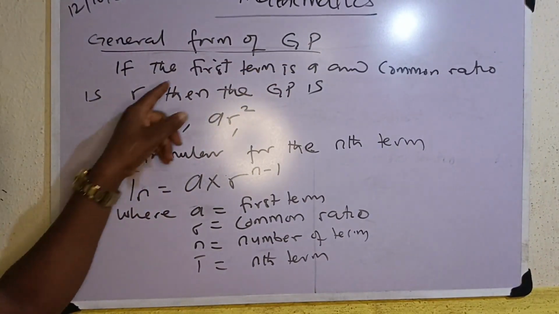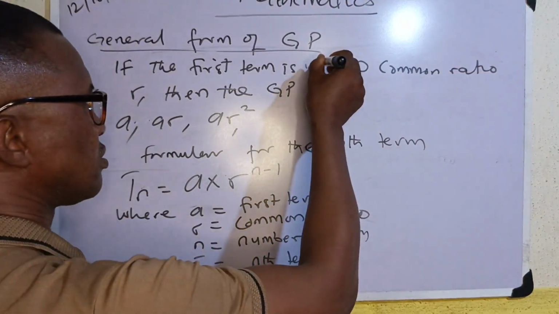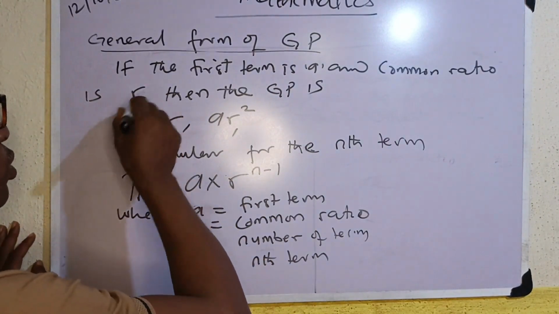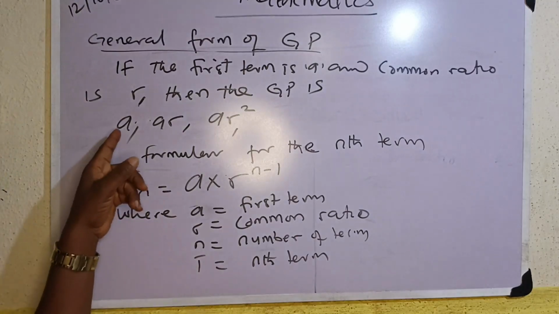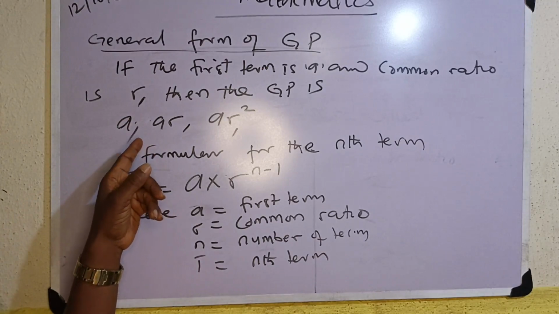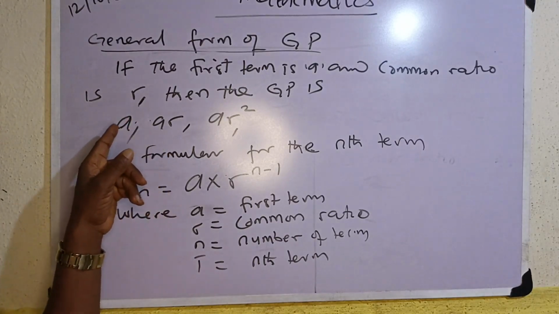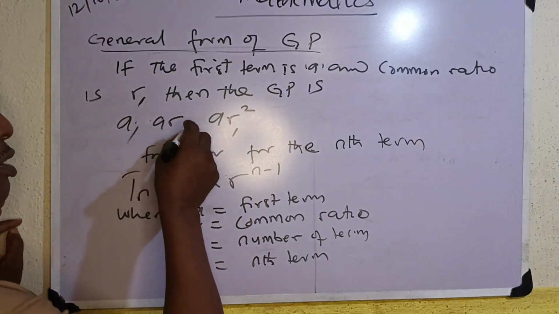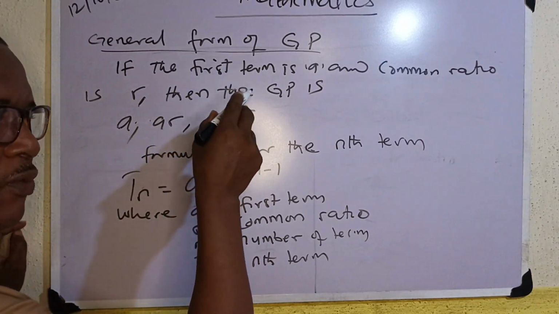If the first term is A, and the common ratio is R, which you all know now, then the GP is what? The first term is A. The second term is obtained by multiplying the common ratio by the first term, so that is A times R. The third term is going to be A R squared.